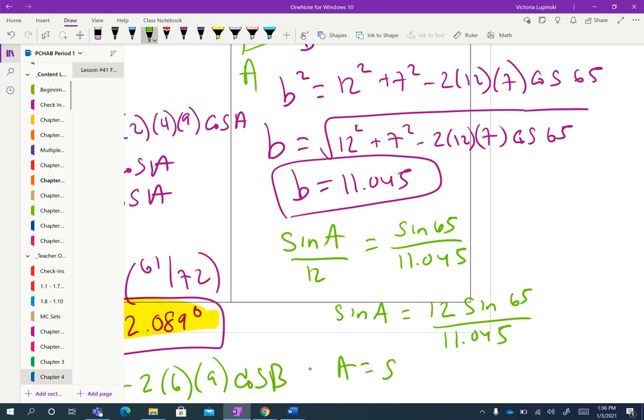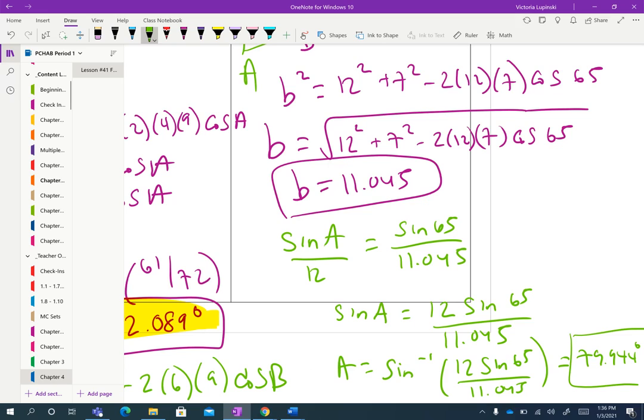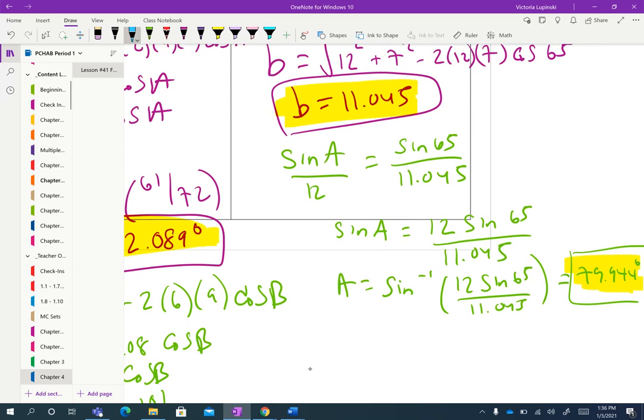In order to actually calculate that, you're going to have to do the inverse sine of that whole expression. So it's very important that you're taking your time and plugging that in precisely. We're definitely focused on quality as opposed to quantity in terms of the problems that I'm going to assign you. So angle A is going to be equal to 79.944 degrees.